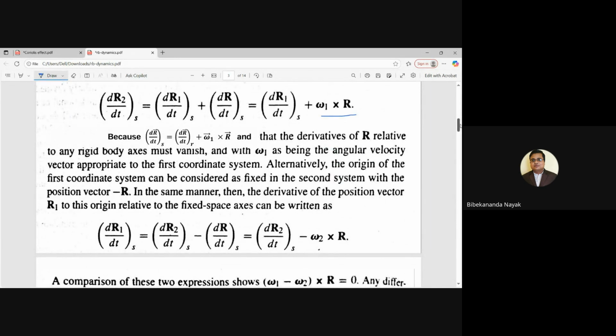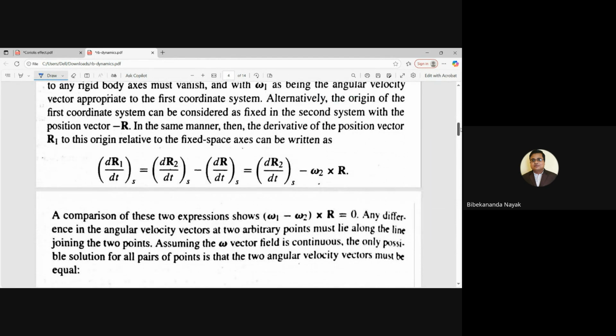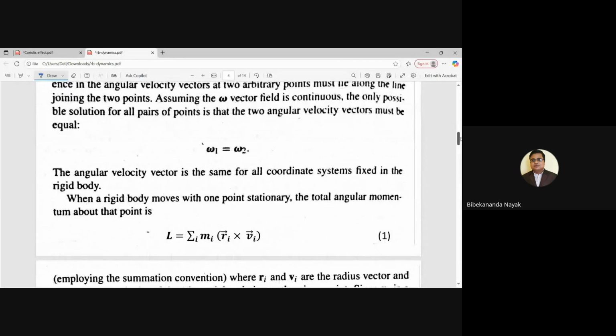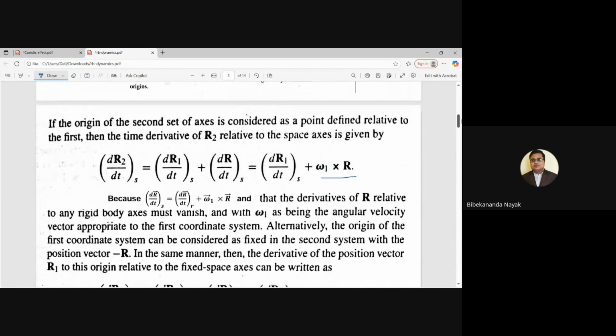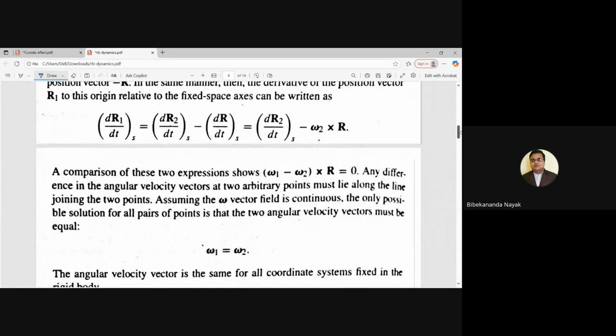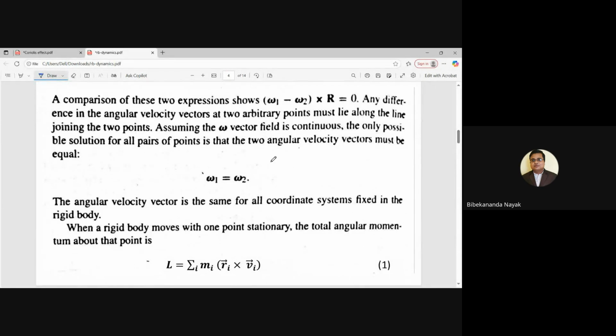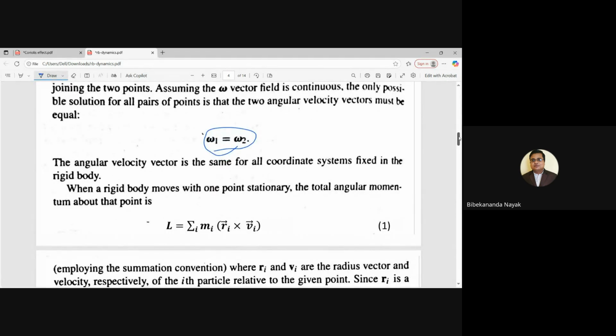So now using this, we have actually proved that omega is constant. Generally, for a rotating body, when you apply the Coriolis effect and other things, we keep the angular velocity constant. Omega 1 equals omega 2 means the angular velocity is constant. Now we come to angular momentum.